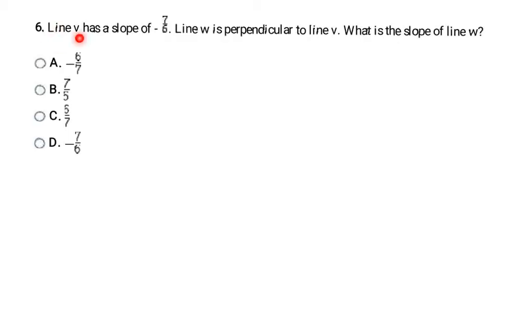This question reads, line V has a slope of negative 7 over 6. Line W is perpendicular to line V. What is the slope of line W? So here they give me the slope. I don't have to count it out. I want the perpendicular slope, so all I have to remember is I need to flip my fraction. So 6 is now on the top and 7's now on the bottom. And I have to change the sign. So I was given a negative slope, so it's going to be changed to positive. So my slope is now positive 6 over 7, and that's the perpendicular slope, and my answer, letter C.